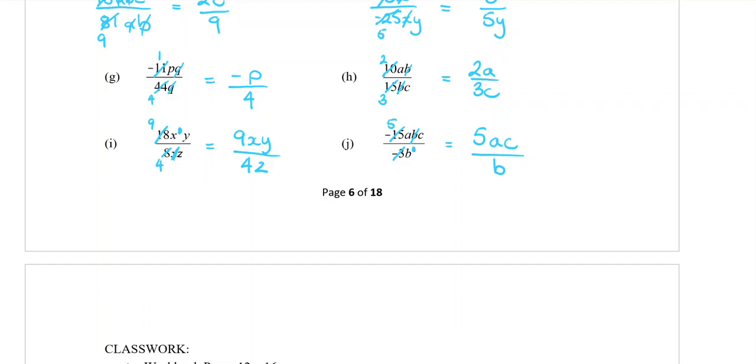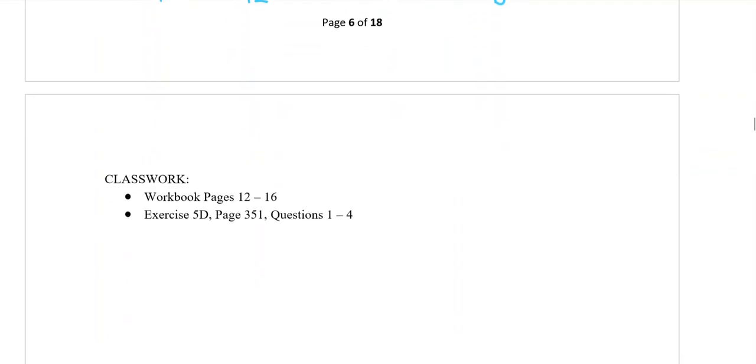Okay, so that's multiplying and dividing. The trickiest part comes when you start mixing up your adding, subtracting, multiplying and dividing. Be careful not to mix up each of the different processes that we have learnt. So if you can go to your workbooks now and please complete pages 12 through to 16.